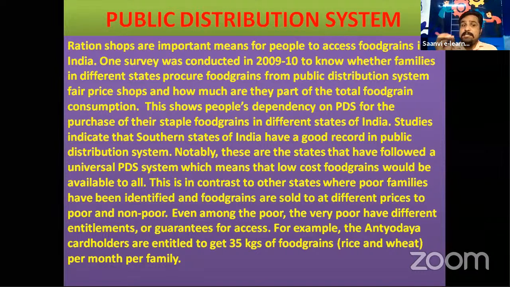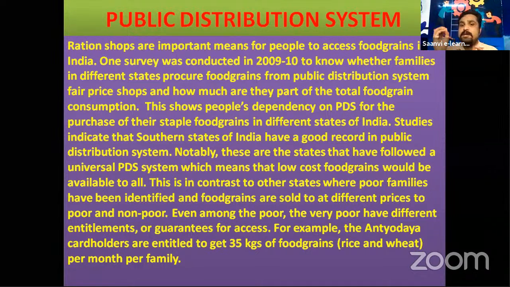Studies indicate the South Indian states have a good record in public distribution. Even if you purchase these items, we get a good name because we are utilizing this public distribution system effectively. Notably, these are the states that have followed the universal PDS system, which means that low cost food grains would be available to all. Free, 1 rupee, 1 kg rice or 5 kg rice.